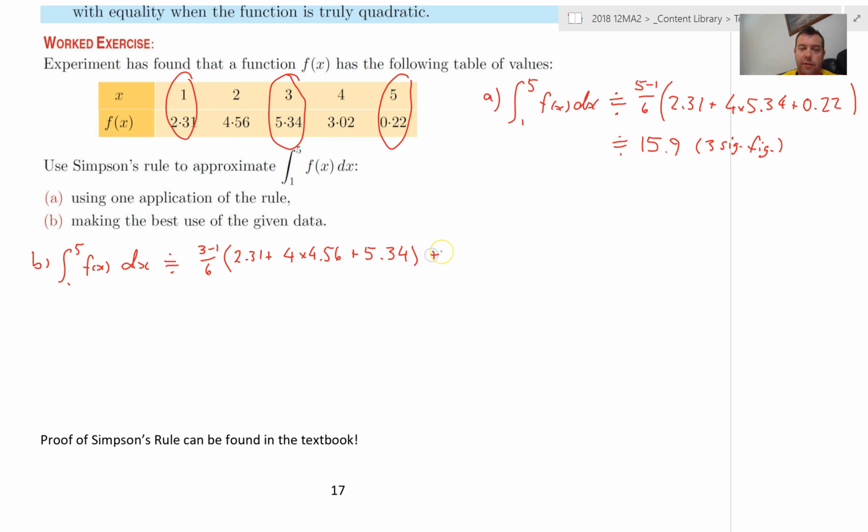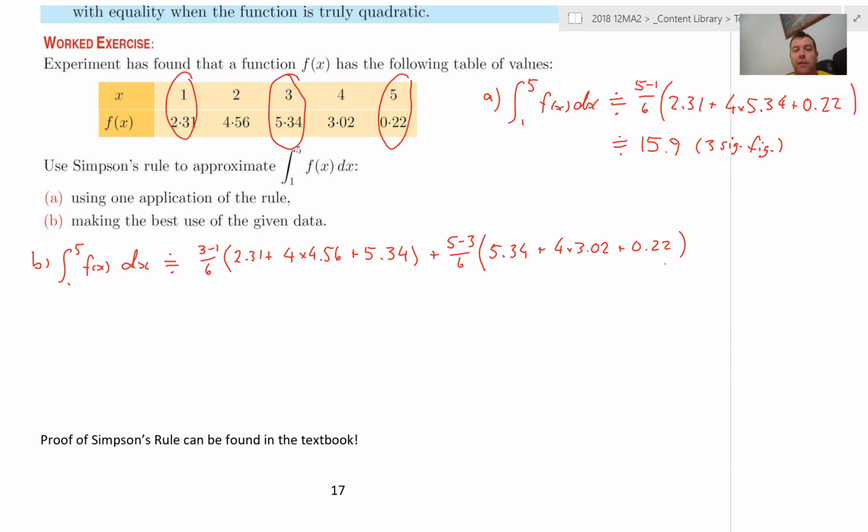Now we've got to do the same thing for the second part. So this time it's (5 minus 3) over 6, still 1/3. We're still multiplying by 1/3. We'll simplify this, we'll factorize a bit in a moment. From the first, 5.34, plus 4 times the middle, 3.02, plus the last one.